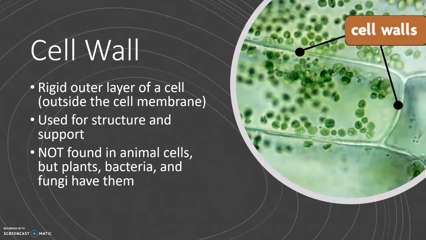And now we have a cell wall. Cell wall is going to be a rigid outer layer. It's outside of the cell membrane. There is a membrane and a cell wall here in these cells, and it's used mostly for structure and support. This is something that we do not find in animal cells. Our cells don't have cell walls, but a lot of other cell types do, like plants, bacteria, and fungi all have cell walls to help support those cells.